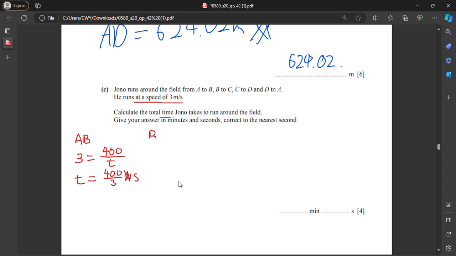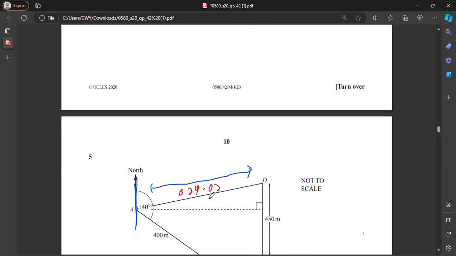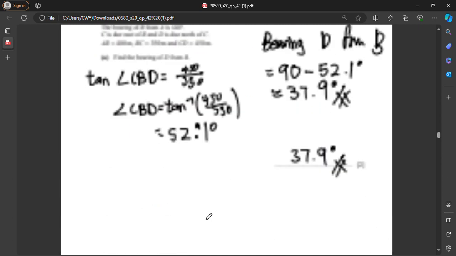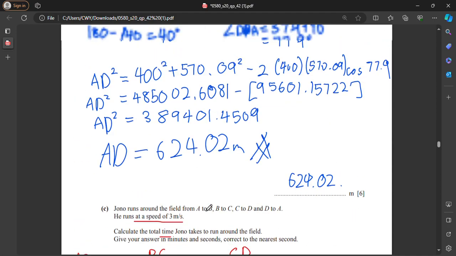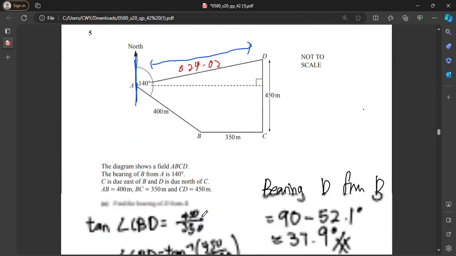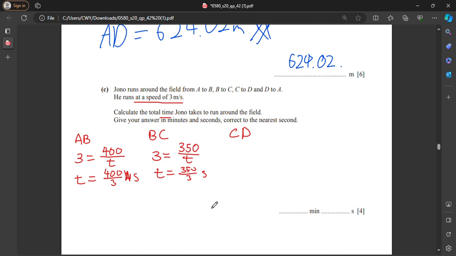So BC is 350. So I can say that 3 is equals to 350 divided by T. So the time is 350 divided by 3 seconds. So C to D I think is 450. Yeah, 450. So I can say that C to D, 3 is equals to 450 over T. So T is equals to 450 divided by 3, which is 150 seconds.